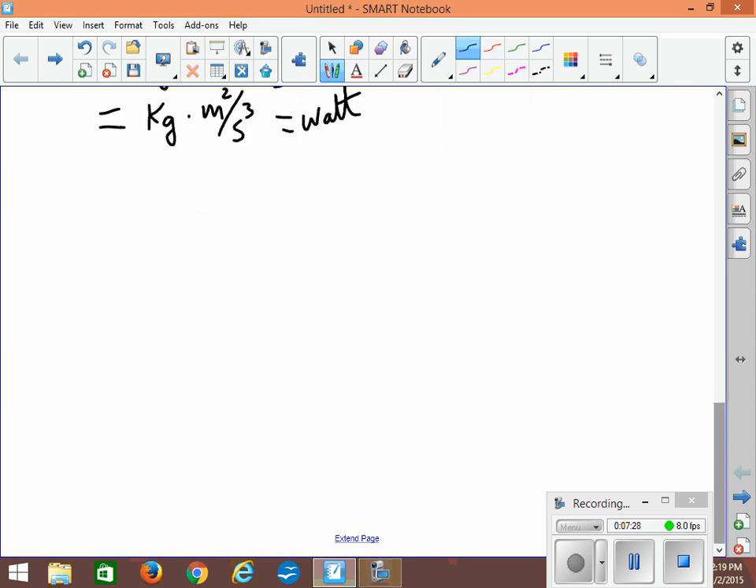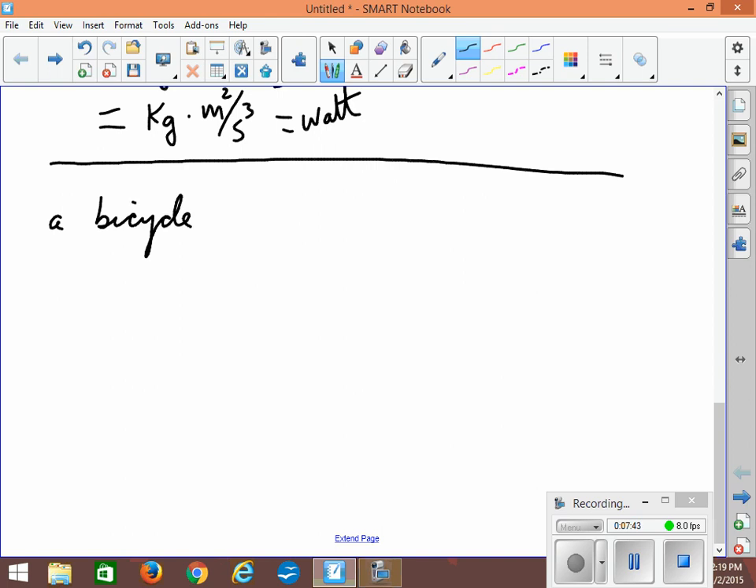So let's do some very easy examples just to kind of practice. We won't worry about the electricity one. I threw that in for fun, just so you can remember some grade 9. So let's take a bicycle that is moving at 3 meters per second. How much power is required?